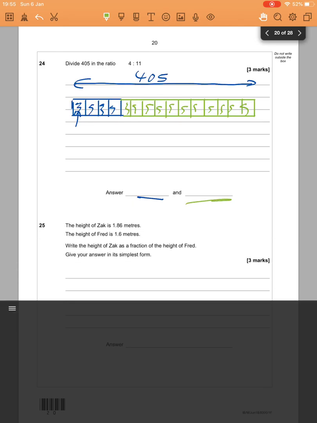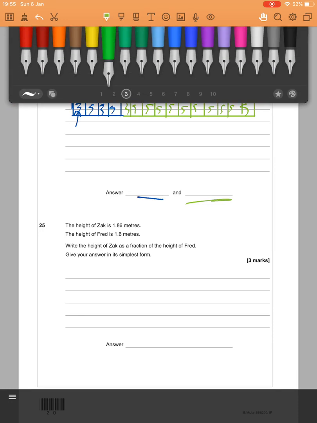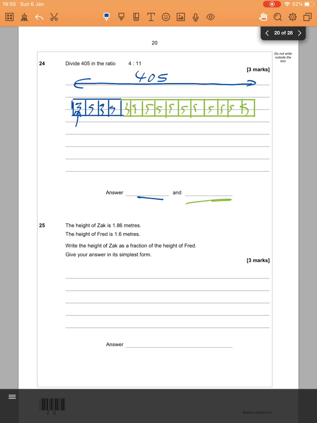Question 25. The height of Zach is 1.86 meters. The height of Fred is 1.6 meters. Write the height of Zach as a fraction of the height of Fred. Give your answer in its simplest form. So Zach as a fraction of Fred's height, we would start off with 1.86, that's Zach's height. What fraction is that of Fred's height? Well, it's over 1.6. That would be your starting point and that would get you your first mark.